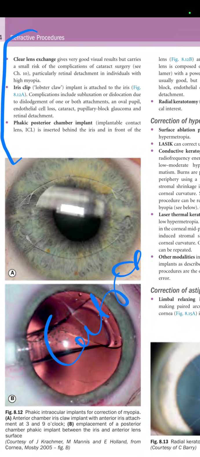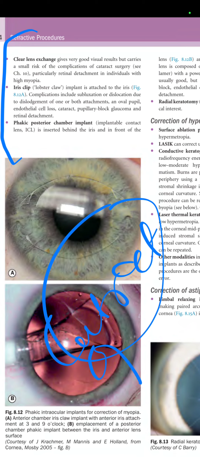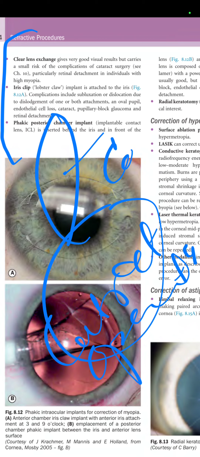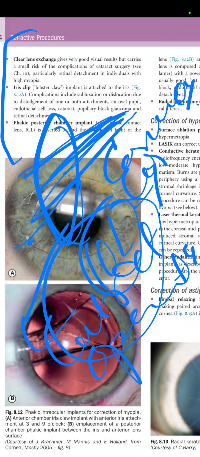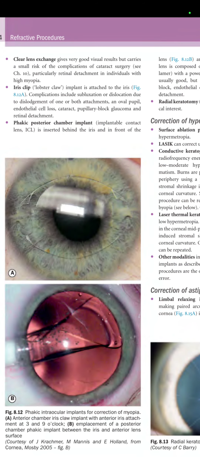Basically, in clear lens exchange, there is no cataract, there is no opacity, but you know that a lens is convex, and it converges the rays. But when there is a very high myopia, you extract the lens and put in an intraocular lens which has very little converging power, so that it can converge only on the retina.